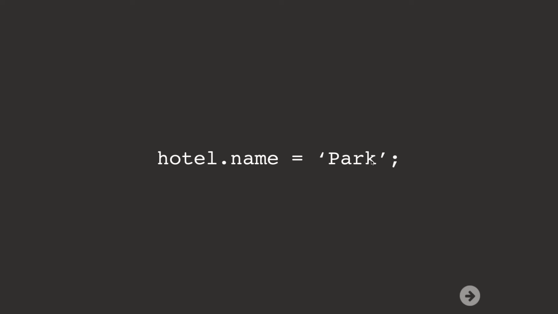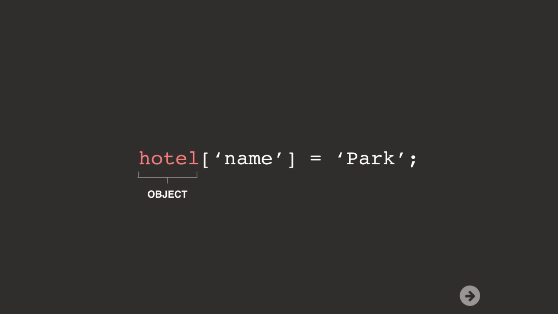So if we want to update an object and essentially assign a value, in this case we're going to assign a string to this property. So this is the new value and it is assigned to this property. Similarly, we can do that with the square brackets. So we would have our value park and we put it into the name property.